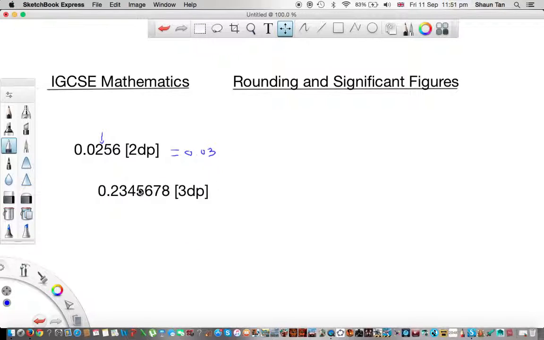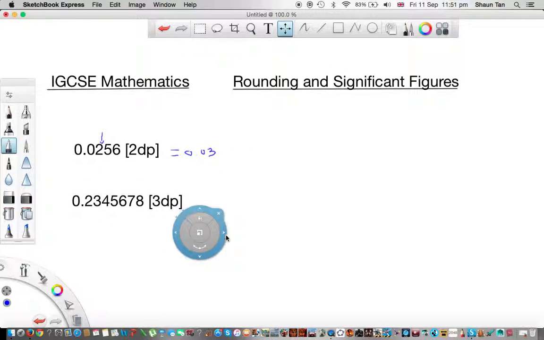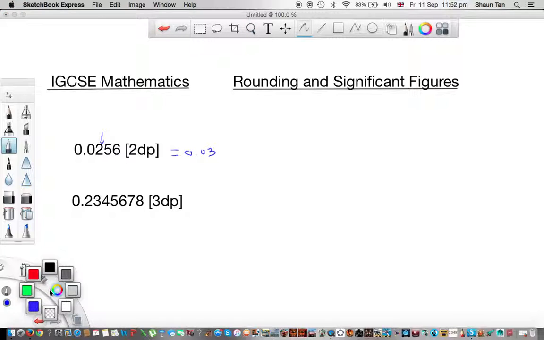Alright, 0.345678 to 3 decimal places. The way to do this correctly is, once again, to count 3: 1, 2, 3. Look at the 4. Once again, look at this number, and it's 5. If it's exactly 5 or more, then add 1. If it's less than 5, don't do anything. I'll add the root later.